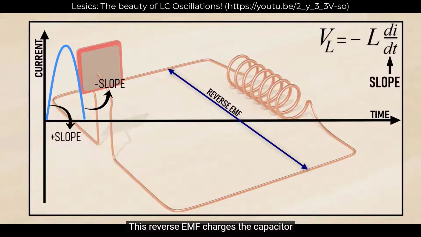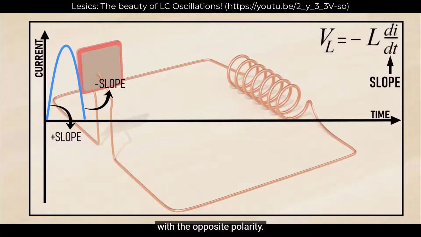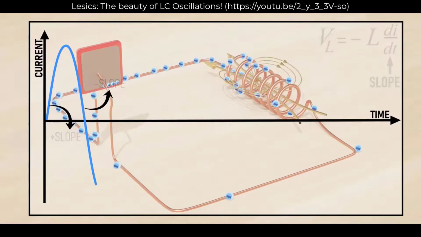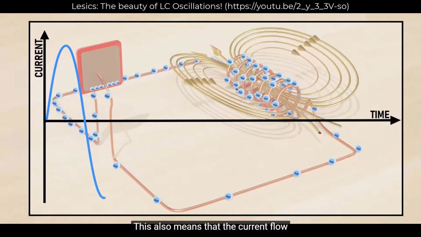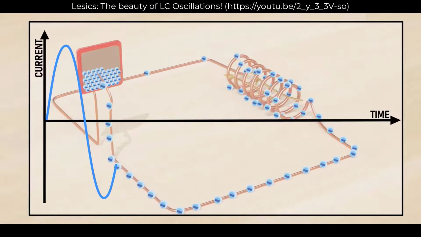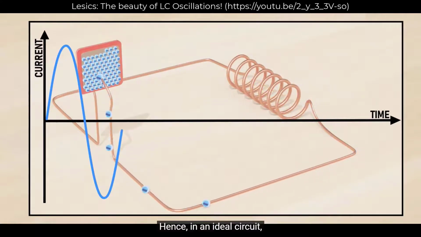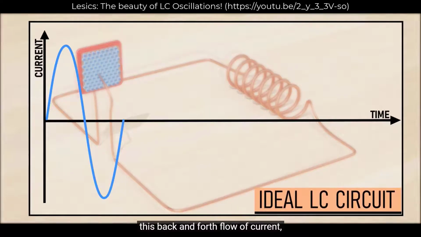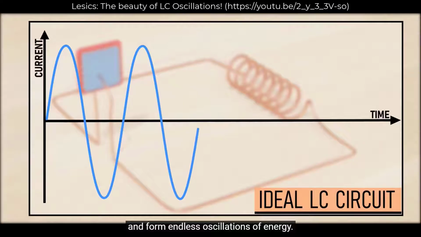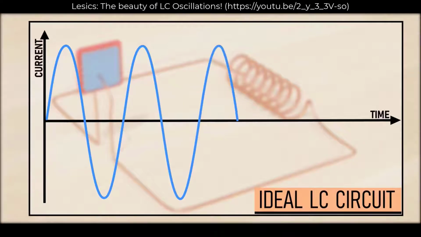This reverse EMF charges the capacitor with the opposite polarity. In the next half of the time period, the capacitor will be fully charged with the reverse polarity. This also means that the current flow will be in the reverse direction for the next half. Hence, in an ideal circuit, this back and forth flow of current would continue to charge and discharge the capacitor and form endless oscillations of energy.